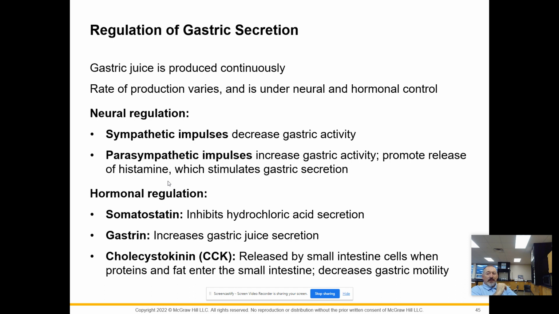So what does this really mean? It's going to release histamine. This is going to stimulate gastric secretion. And now let's look at the hormones that are going to be involved in gastric secretion.